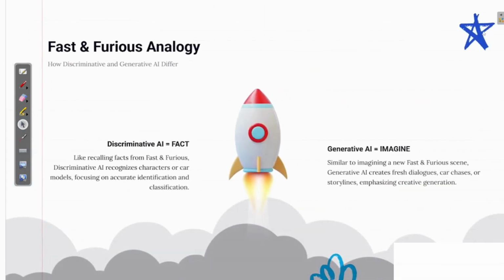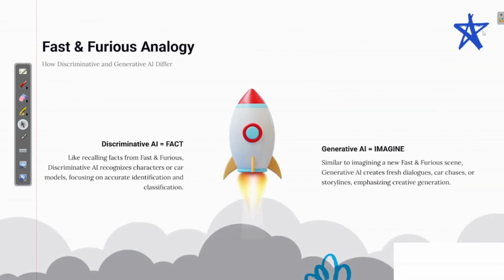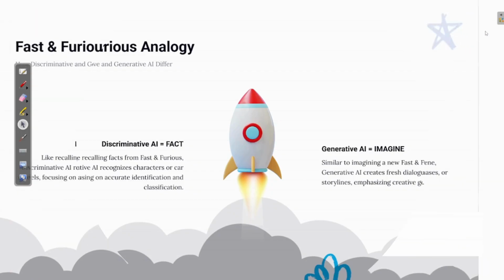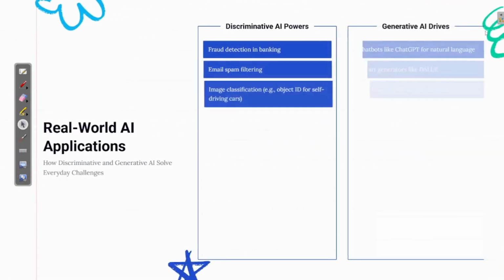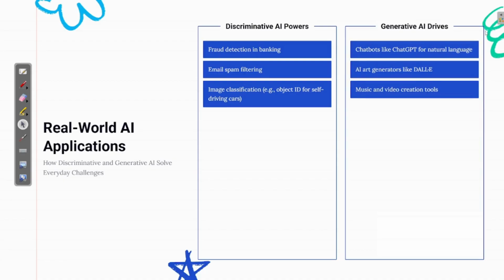Suppose you watched the Fast and Furious 9 movie completely. If I ask you who was the villain, who was the hero, you're recalling the facts. That is discriminative AI. But if I say, imagine a new movie where a car flies into space with superheroes, now you are creating something new from what you have learned. That is generative AI. Now let's compare discriminative AI and generative AI with real world applications you have already seen in action. This will make things super clear.